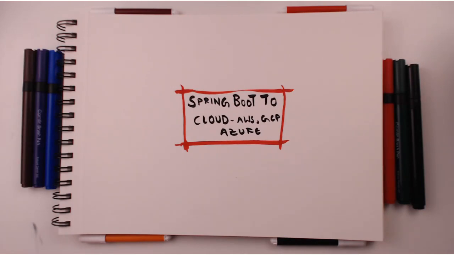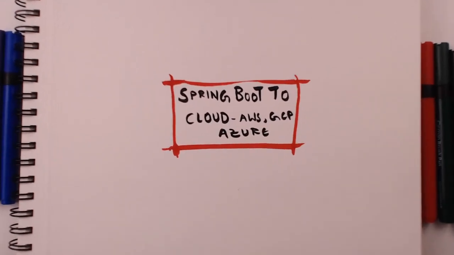In this video, let's look at how to take Spring Boot applications to the cloud. You have a number of Spring Boot applications. They can be a web application, they can be a REST API, they can be a full stack application. How do you take these applications to the cloud? How do you deploy them to Amazon Web Services or Google Cloud Platform or Azure?